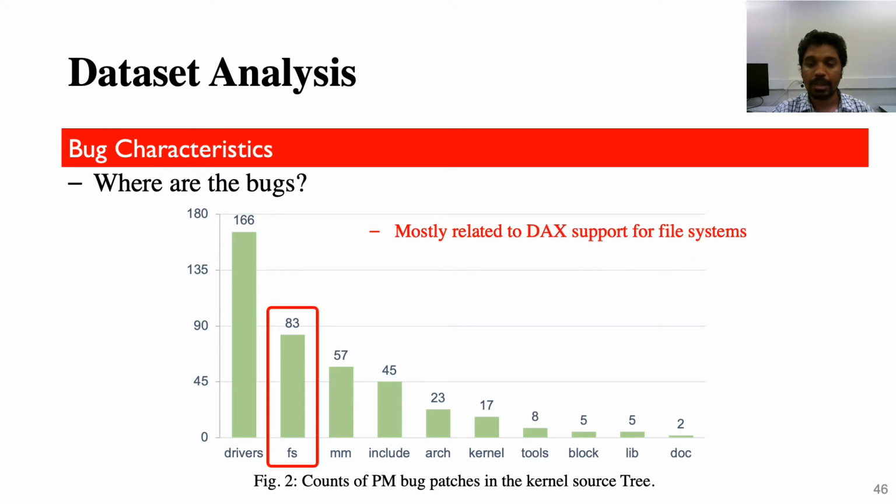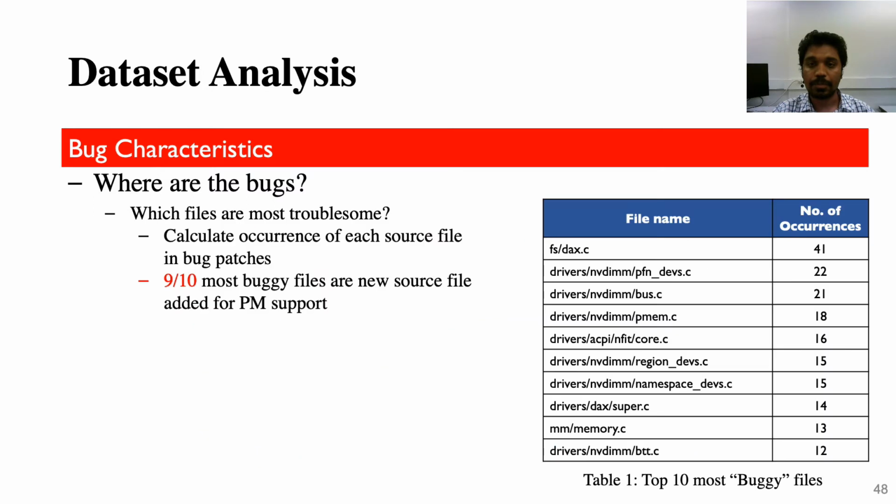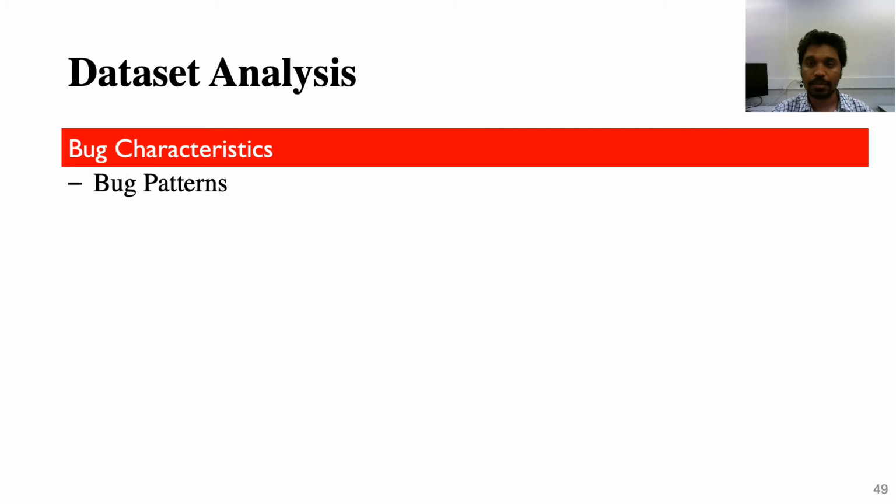In file systems, most bugs are related to the introduction of DAX support. Similarly, in the memory management subsystem, most bugs are related to DAX page management. We also count the occurrence of individual files involved in the bug patches. The table here shows the top 10 most buggy files based on their occurrence. This verifies that adding DAX and NVDIMM support are two major sources of introducing PM bugs in the kernel.